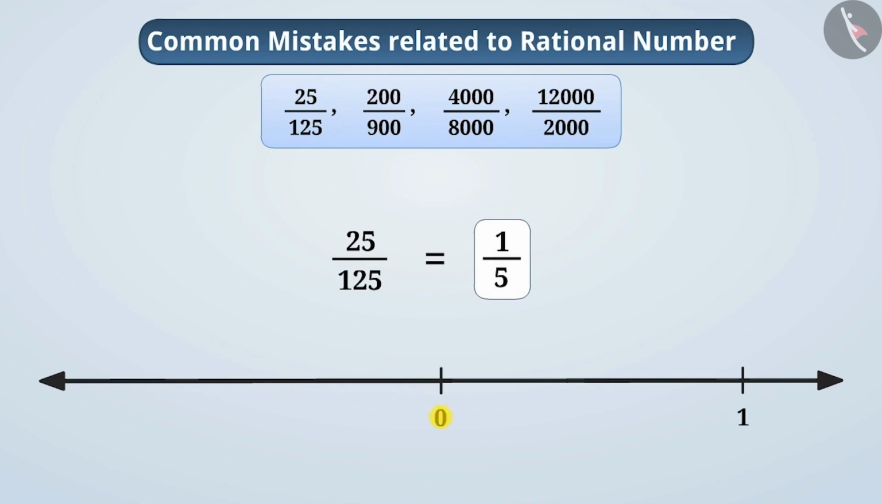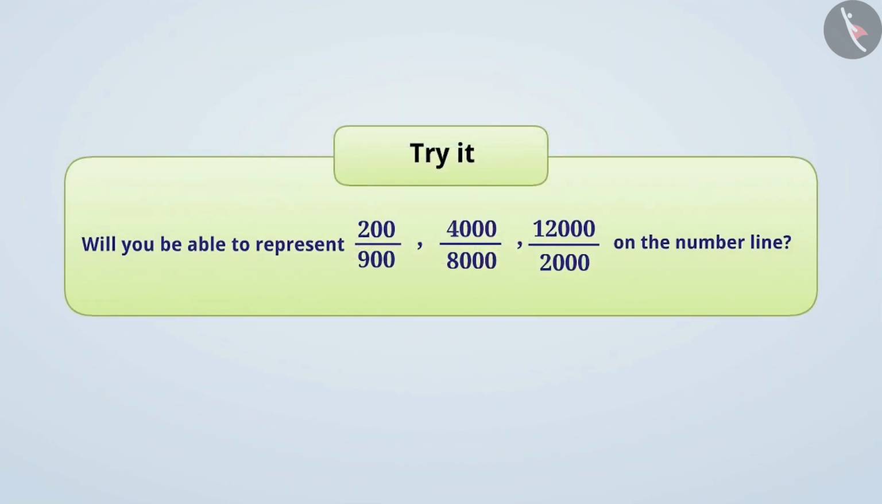The location of 1 by 5 can be denoted by dividing the unit distance between 0 and 1 into 5 equal parts. Now, as you can see, it is easier to represent 1 by 5 than to represent 25 by 125 on the number line. Therefore, any rational number can be easily represented on the number line using its standard form. Will you be able to represent these numbers on the number line? Try it yourself.